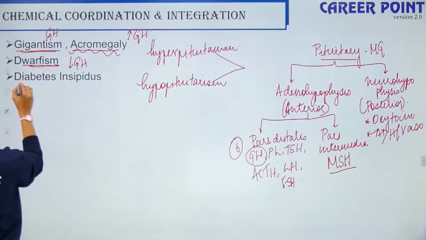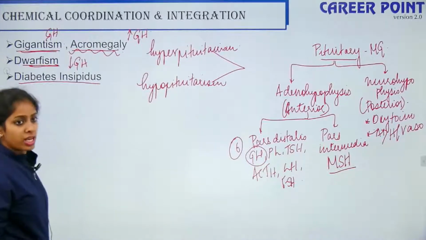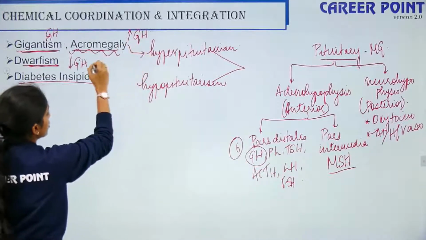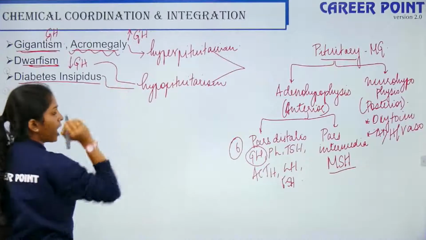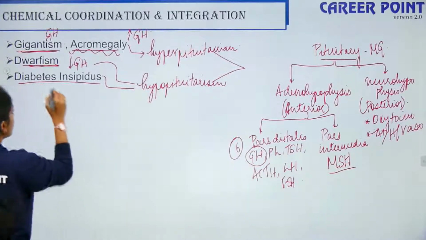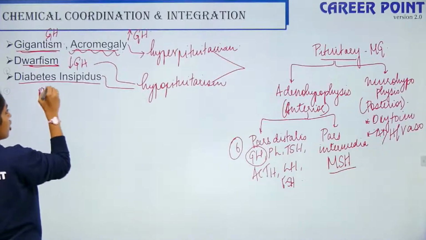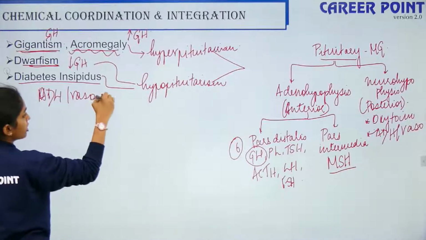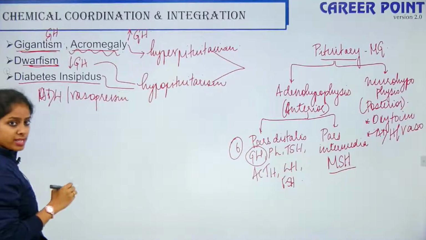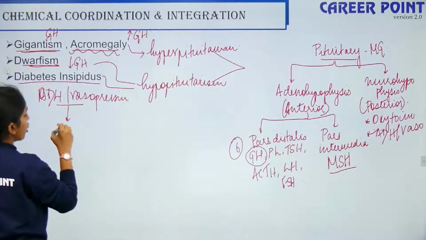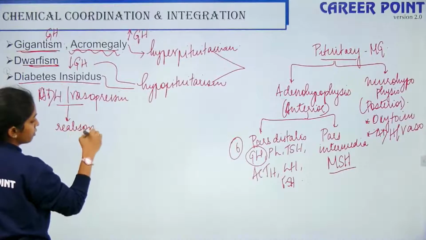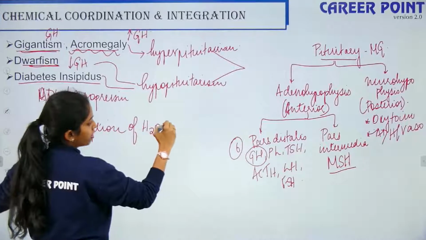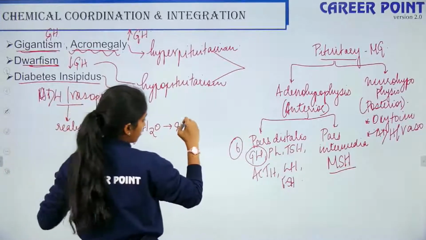Okay. So the next one is diabetes insipidus. So this is hypo, this is also hypo. This is due to the disorder of your ADH or your vasopressin, antidiuretic hormone. So what is the function of ADH or vasopressin? This causes reabsorption of water from your renal tubules.